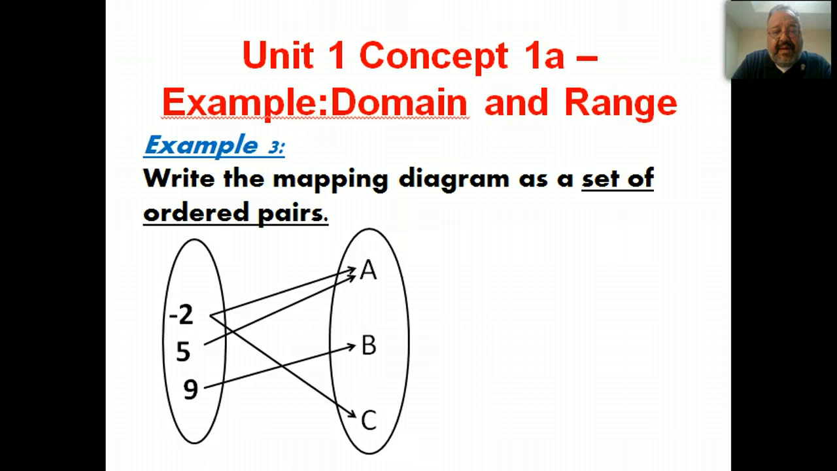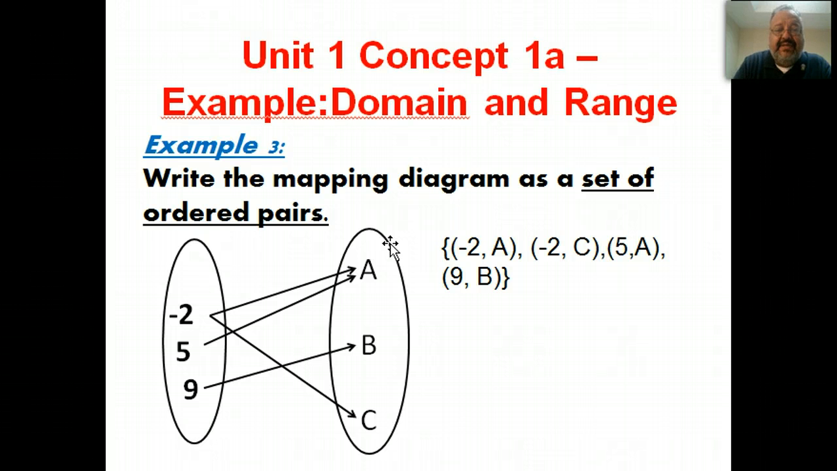Alright, here we have a mapping diagram. Now this one says, write the mapping diagram as a set of ordered pairs. Well, I have the x's and the y's again. Remember, this is called x is mapped onto y. This is the x. This is the y. So to find the ordered pairs, I'm going to take the x number that matches the y number and write them together. So I have negative 2a, negative 2c, 5a, and 9b.